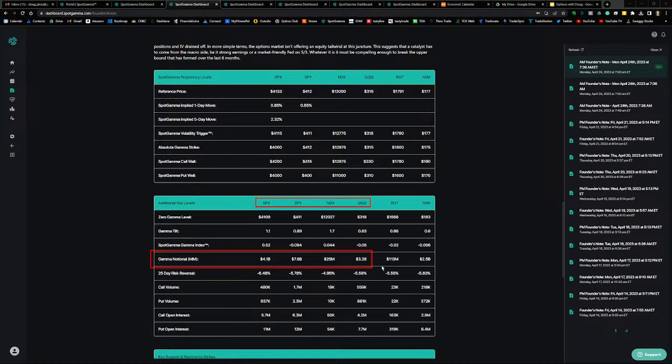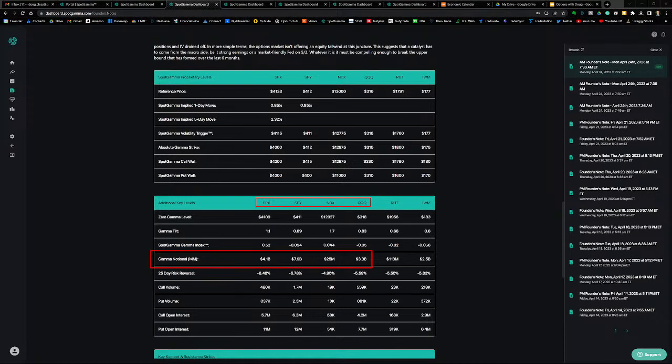And these numbers did drop from last week. So for example, just for SPX, gamma notional was 5.3 billion, and today it is 4.1 billion. And on Friday for SPY, gamma notional was 9.2 billion. Today it's 7.9. And for QQQ, on Friday it was 4.2 billion, and today it was 3.3 billion.